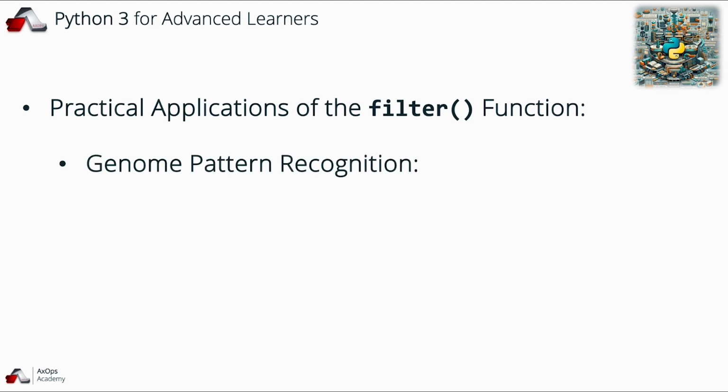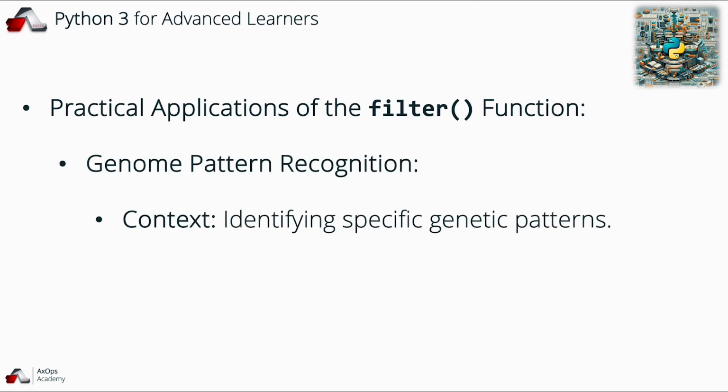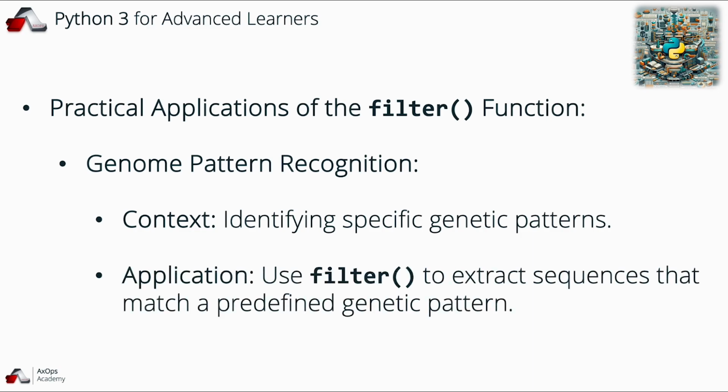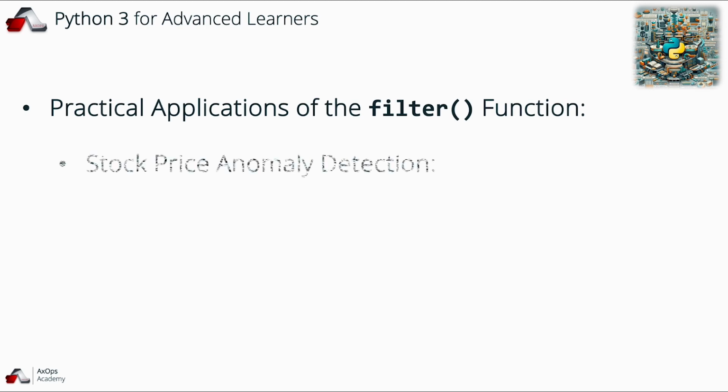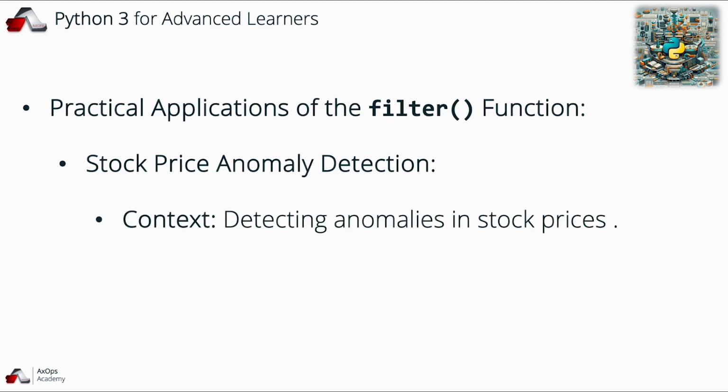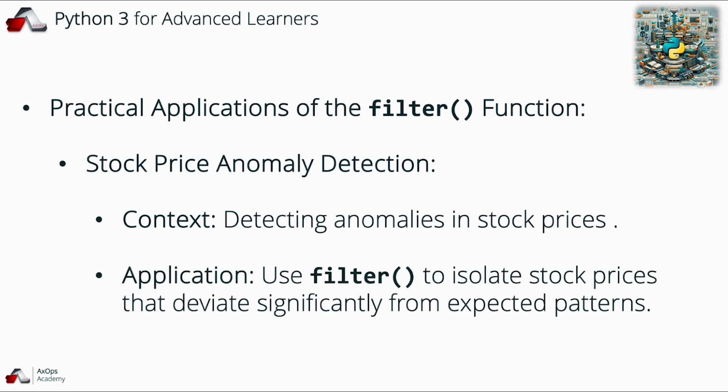In the realm of genome pattern recognition, the context could be, for instance, identifying specific genetic patterns, where the application of filter could be to extract sequences that match a predefined genetic pattern. And finally, in the realm of stock price anomaly detection, the context could be, for instance, detecting anomalies in stock prices, and the application of filter here could be to isolate stock prices that deviate significantly from expected patterns, let's say.